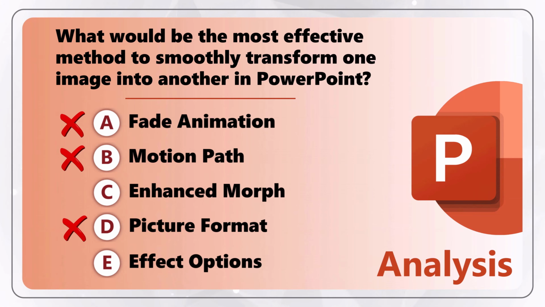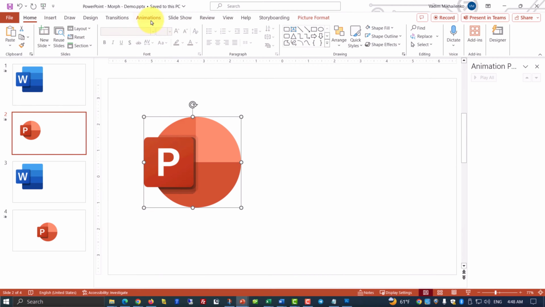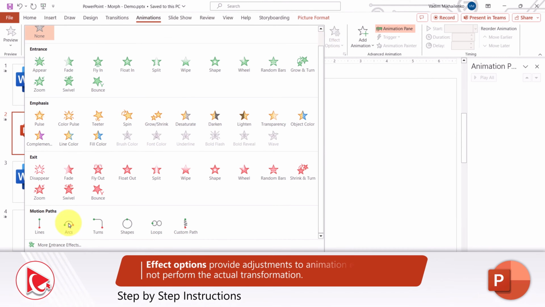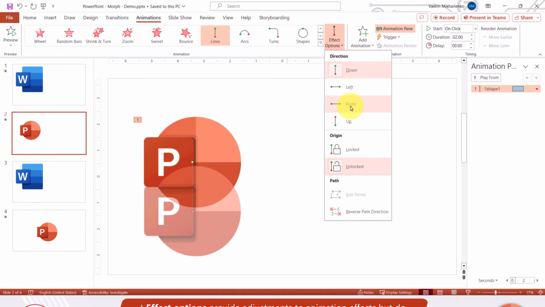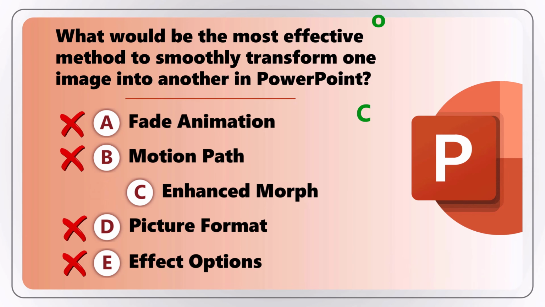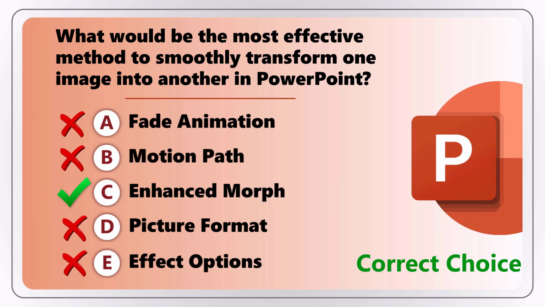And you're probably not surprised that choice E, effect options, is also incorrect. Effect options provides adjustments to animation effects, but it does not perform any actual transformations. Which leads us to the correct choice C, the enhanced morph feature.